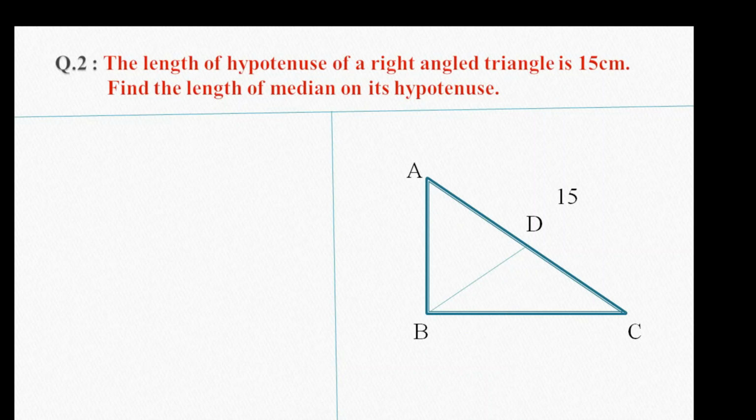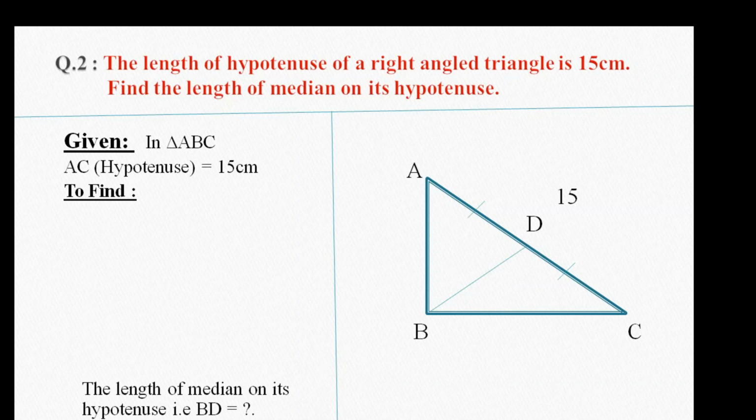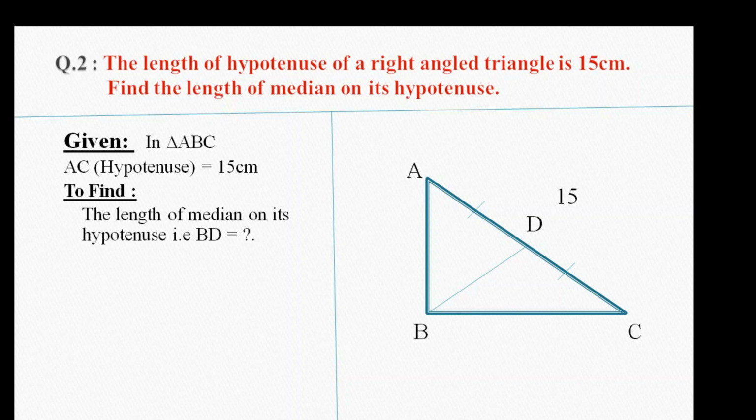BD is the median of the right angle triangle. So AD and DC are congruent to each other because D is the midpoint of the segment AC, and AC is given as 15 centimeter. Now, what is given to us? Triangle ABC, in which angle B is 90 degree. Hypotenuse AC is given to us, that is 15 centimeter. What are we supposed to find? The length of the median on its hypotenuse, that is BD equals question mark.